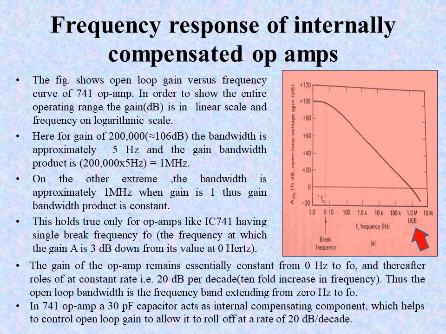In 741, a 30 picofarad capacitor acts as an internal compensating component, which helps to control open loop gain to allow it to roll off at a rate of 20 decibels per decade. So in a 741, internally there is a 30 picofarad capacitor connected to the internal circuitry, so that it allows a stable gain up to the break frequency, and then it allows gain to decrease slowly at a constant rate of 20 decibels per decade.